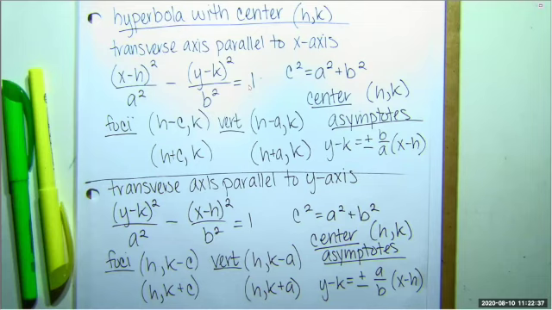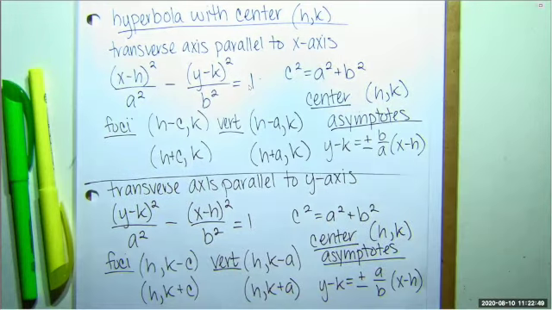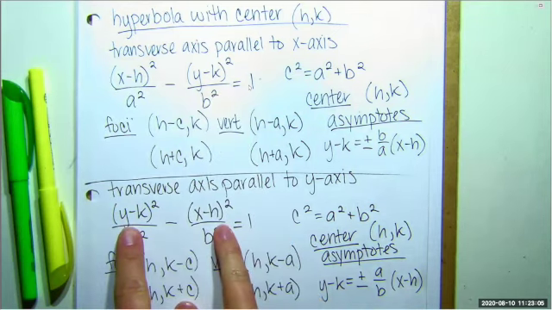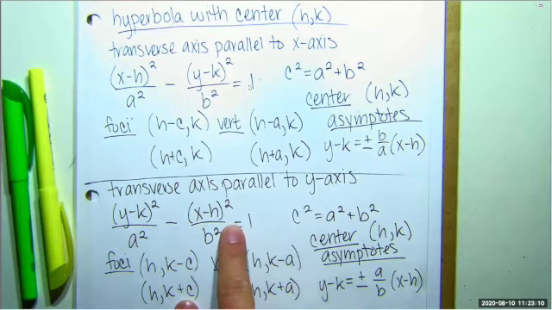Okay, so the first thing you should notice in both of these formulas is that because our definition of hyperbola had difference instead of sum, we have a subtraction sign in the middle here instead of an addition sign that we saw on the ellipse. Okay, the next difference we notice is that this one's written x minus h and then minus y minus k. Here's y minus k minus x minus h.